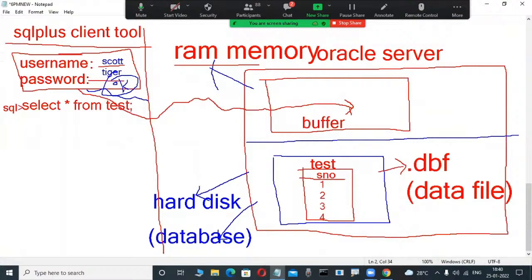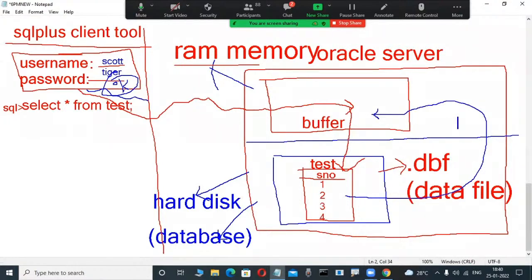Since it is not available, where does control go? Control goes to the hard disk. Is this test table available in the hard disk? Yes, available. Whenever this table is available, a copy of the table is transferred. Observe here, the copy of the table is transferred into where? Yes, this buffer. That much powerful.